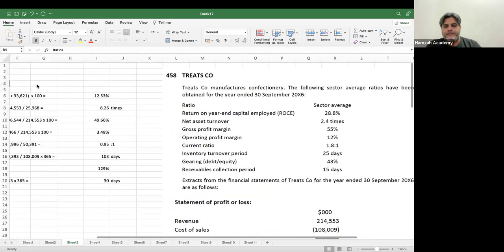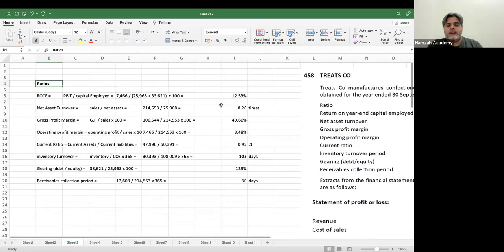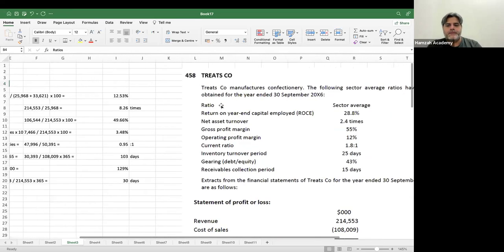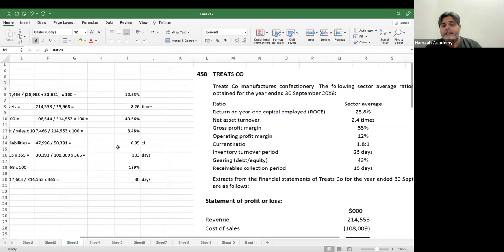So if I go up, this is the return on capital employed, 28.8%, whereas mine, of the treats company, is 12.53. So if I talk about the ROCE, I can simply say that the ROCE of the treats company is much lower than the industry average. And this is a result of a very low operating profit margin, as the net asset turnover is above the industry average. Because this is 2.4 times and this is way up, 8.26 times.